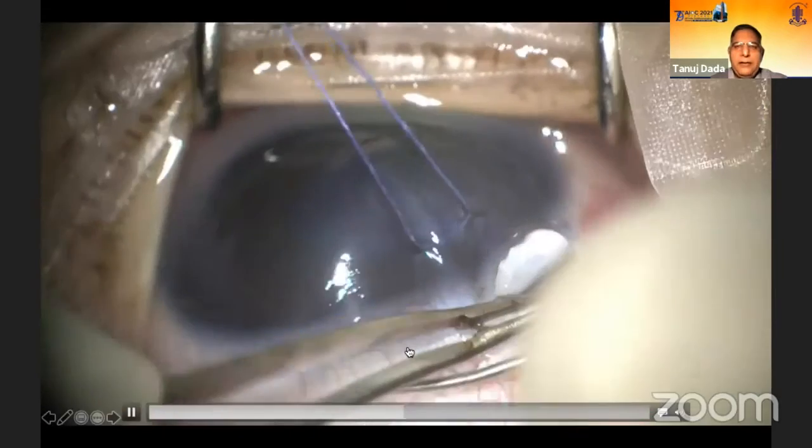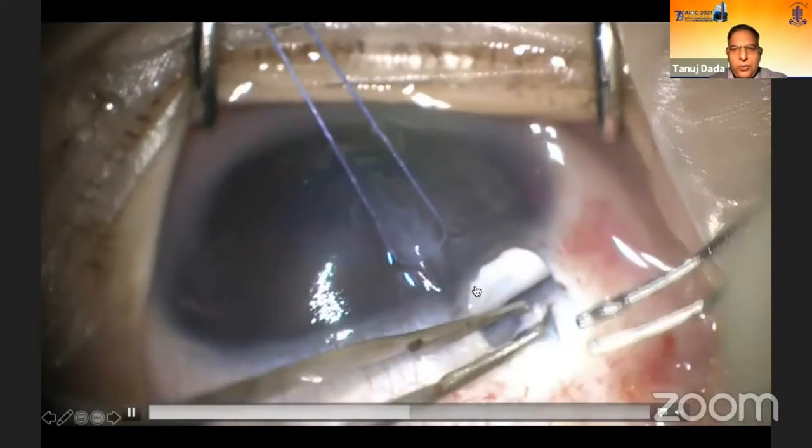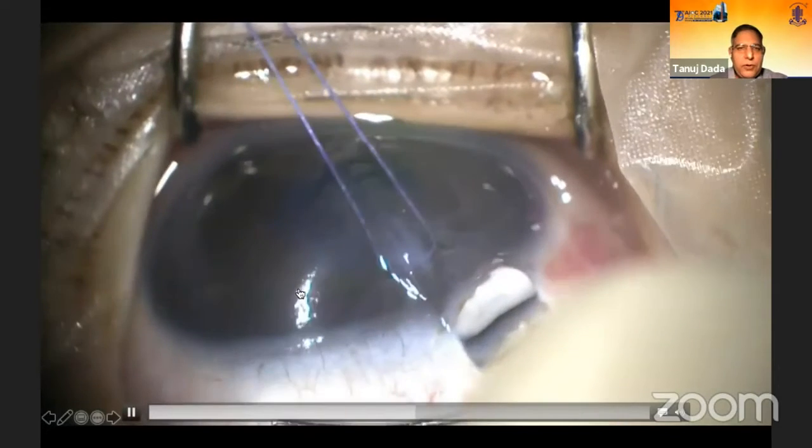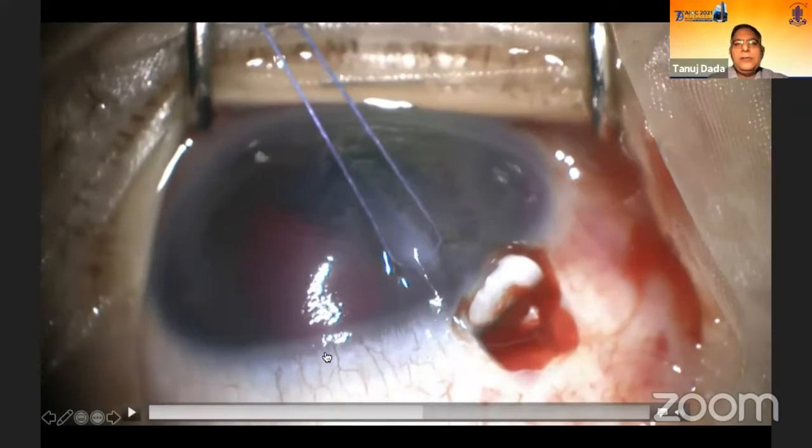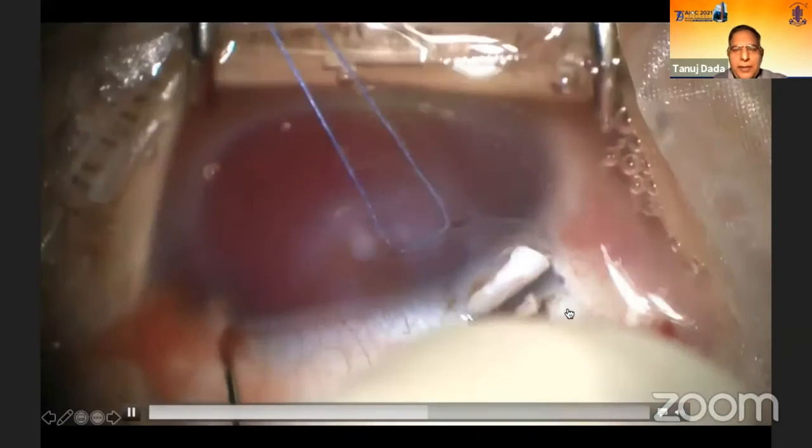So one side, very nice. Now, as soon as the other side is done, you just watch what is going to happen here. There is a gush of blood. So what has happened, there is an injury which has occurred to the ciliary body. There is a sudden rise in intraocular pressure. And you will watch here, your trabeculotomy incision has also gaped.